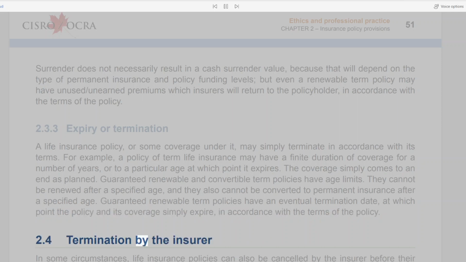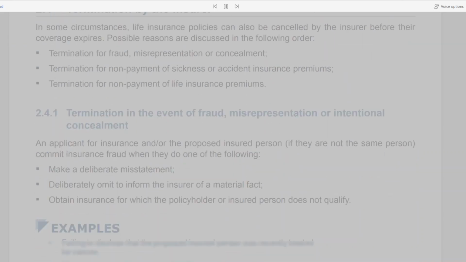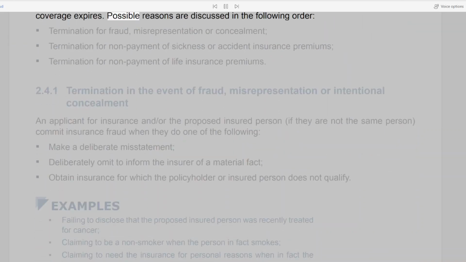2.4 Termination by the insurer. In some circumstances, life insurance policies can also be cancelled by the insurer before their coverage expires. Possible reasons are discussed in the following order: termination for fraud, misrepresentation or concealment, termination for non-payment of sickness or accident insurance premiums, termination for non-payment of life insurance premiums.